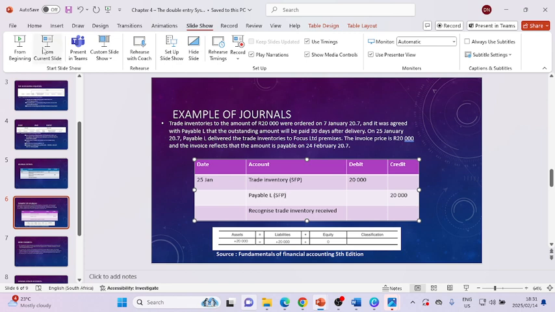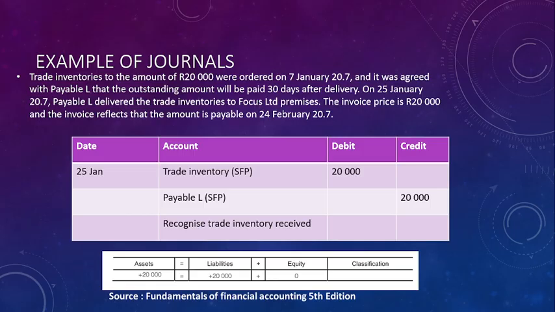So let's go back, right. So your trade inventories, right? We bought trade inventory, so it's going to increase your assets, because trade inventory is an asset. So your assets increase on which side? On the debit side. So increase in 20,000.